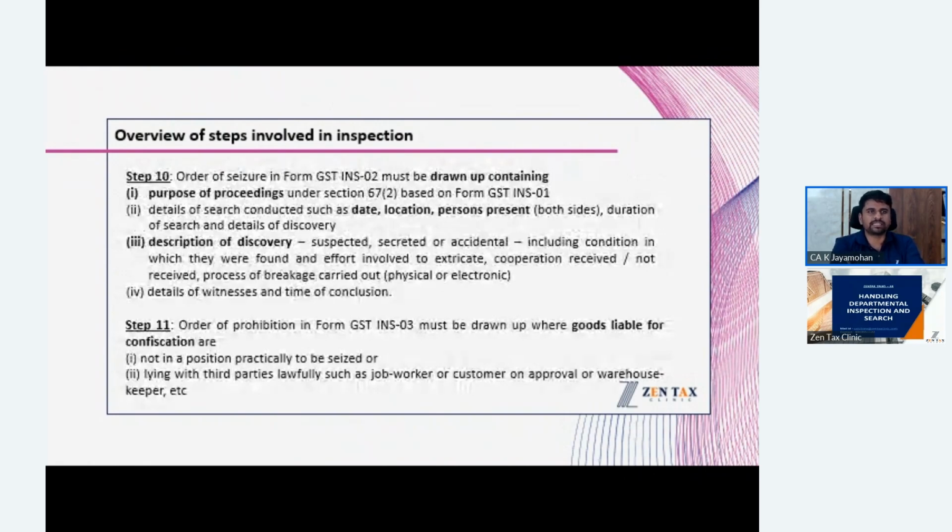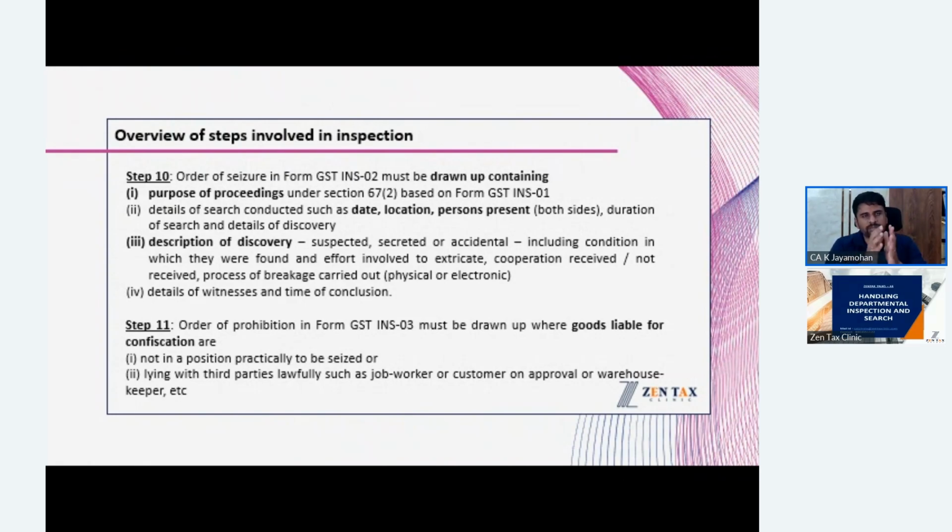So moving on to the next step: INS 02. What are the contents of INS 02? The purpose of the proceeding will be mentioned in the form. You have to get a copy and verify that: the date, location, persons who are present, whether a witness is there. See, all these things are of utmost importance if we prefer to go for a writ petition or an appeal at a later point of time. There you will have to demonstrate how this proceeding was invalid, or how it should not have been initiated because the reason to believe was not fundamentally there. So you have to be mindful of these things.